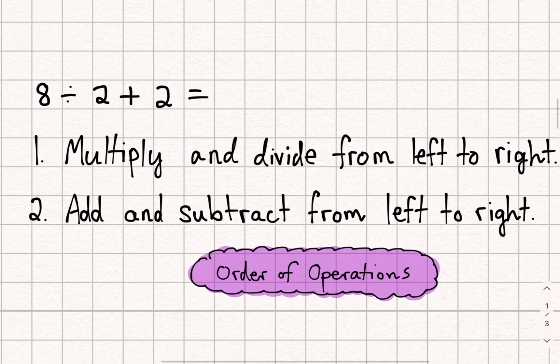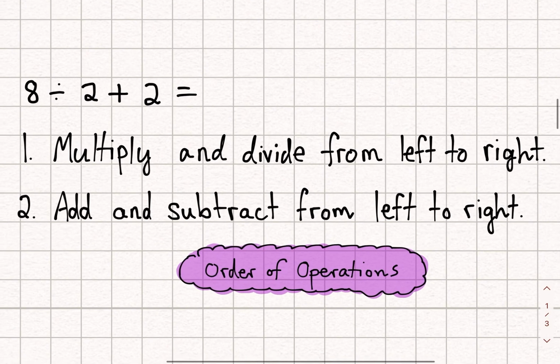8 divided by 2 plus 2. Write that down in your math notebook, and this time try solving it on your own. Remember, multiply or divide first, then add and subtract. Remember, always move from left to right. Move from this side to this side. Go and try solving this on your own. You can pause the video if you need to. Then I'll solve it, and we'll see how you did.